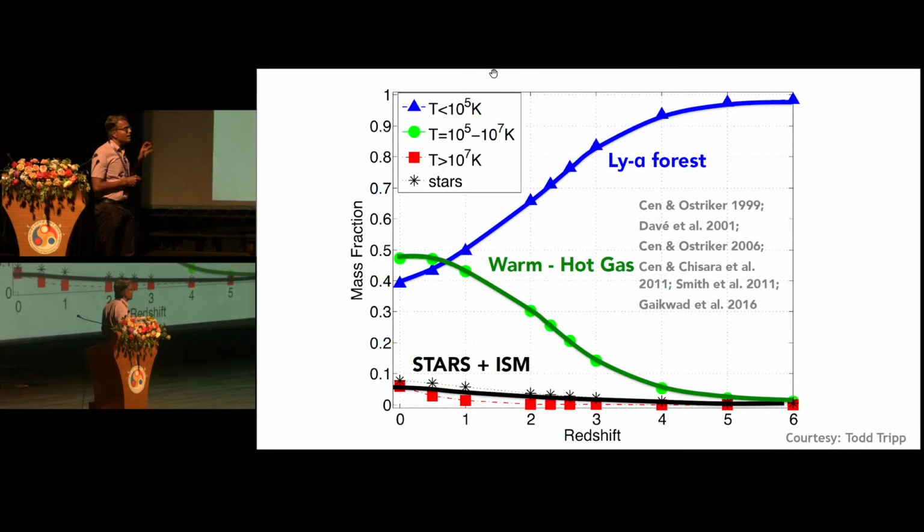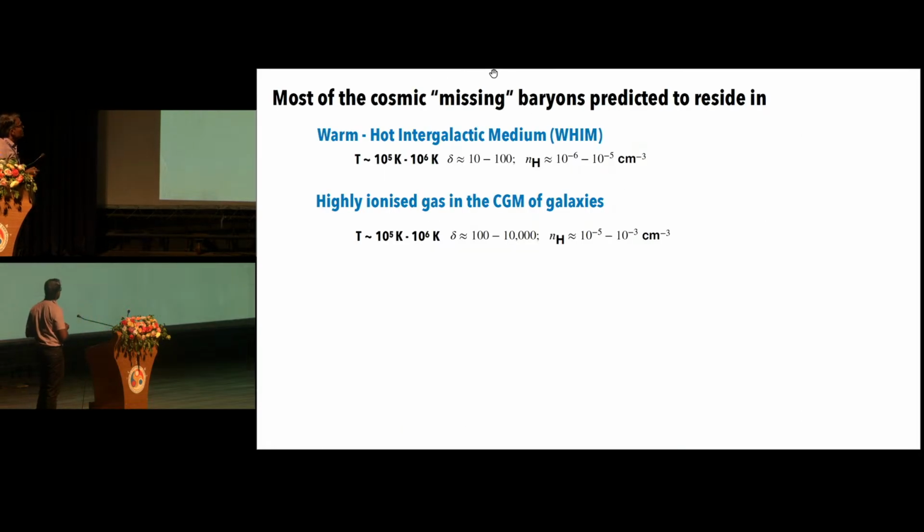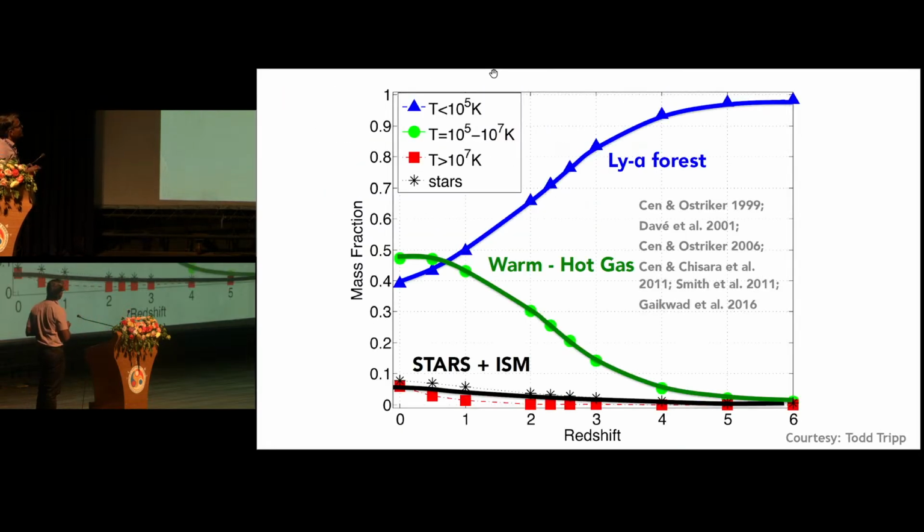So this is actually a graphical representation of where the baryons are present at different epochs in the history of the universe. As you can see here, at the higher redshift, most of the baryons are in the Lyman alpha forest, and with the passage of time, the amount of baryons that are present inside galaxies is increasing, starting from a very low percentage out to about 10 to 15%.